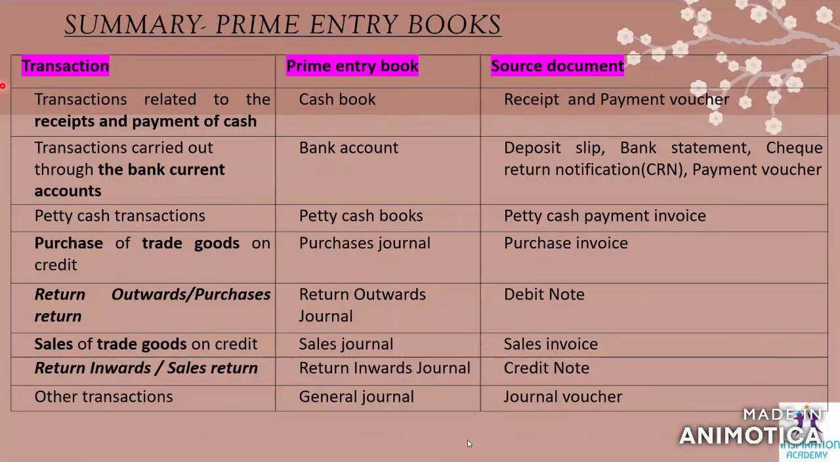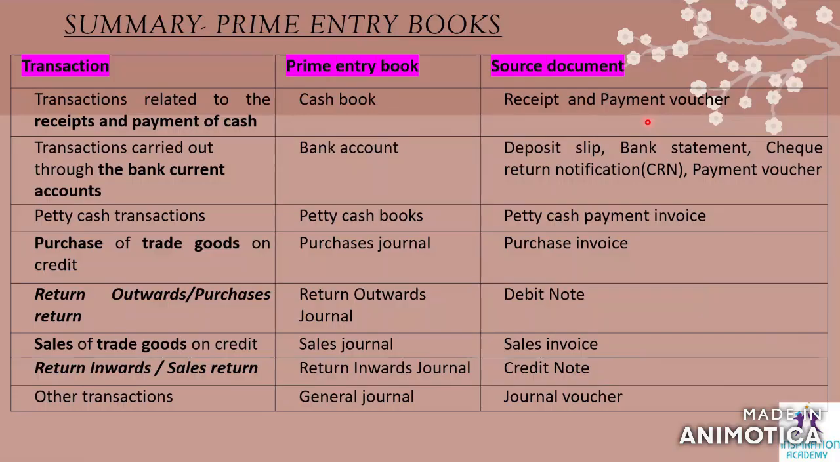prime entry books. So here we look into this. Transactions related to receipts and payments of cash are recorded in the cash book. So the source document is the cash receipt and payment voucher. Then transactions carried out through the bank current account. Remember, bank current account. That is recorded in the prime entry book we call the bank account.